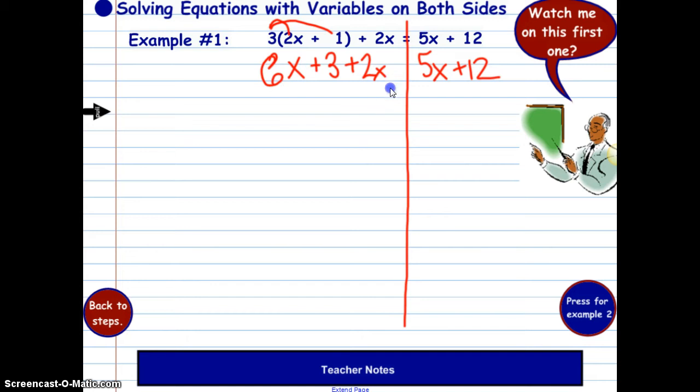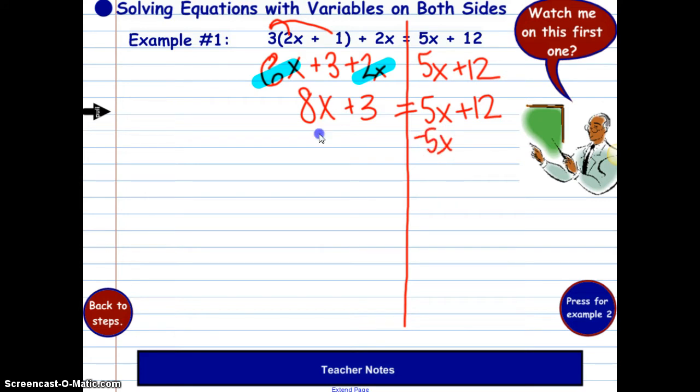And then look over here. Is there anything that I could combine together? And the answer is, oh yes, there is. I've got a 6x, I've got a 2x. So I'm going to put those together. 6x's, 2x's together, I have 8x's plus 3 equals 5x plus 12. All right, pause it, go through, quick figure the rest of that out, and I'll go through too.